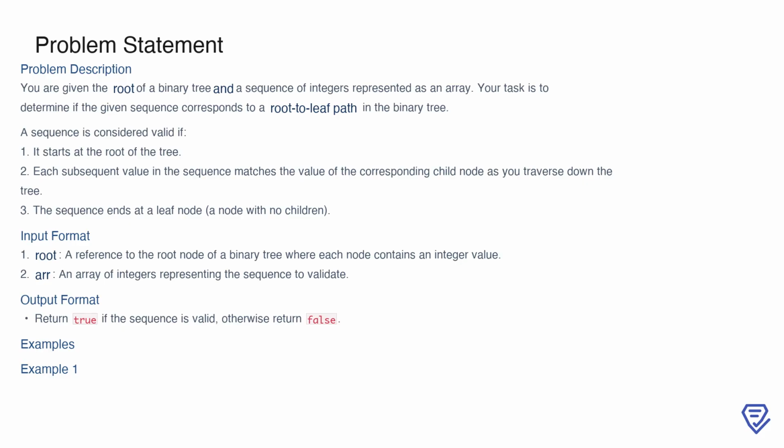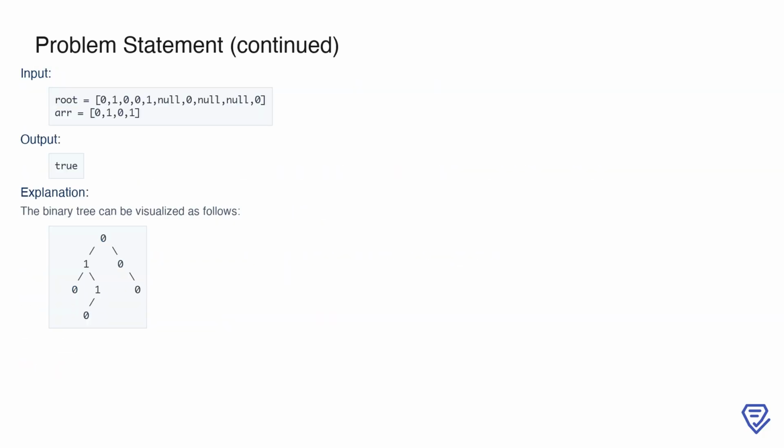The input to the problem consists of the binary tree's root and the sequence array, and the output will be a Boolean value, true if the sequence is valid, and false otherwise. Let's look at an example to better understand the problem.